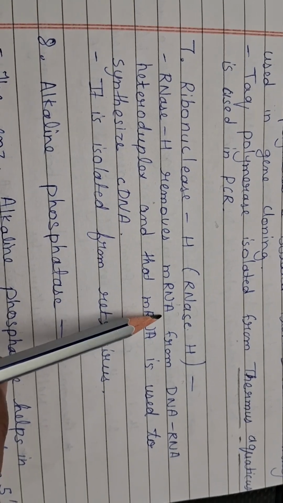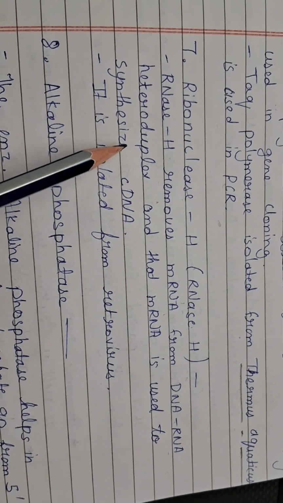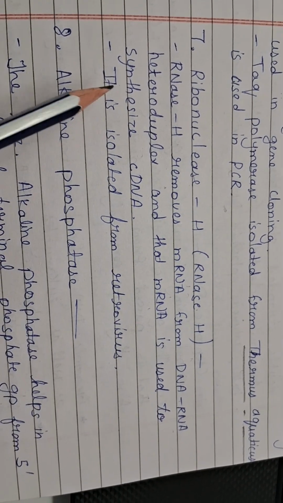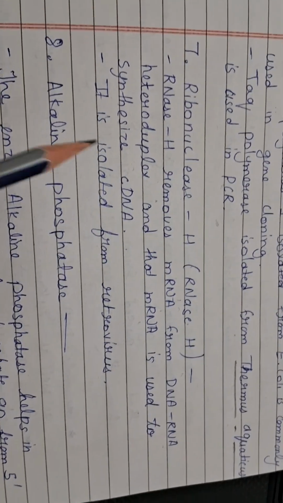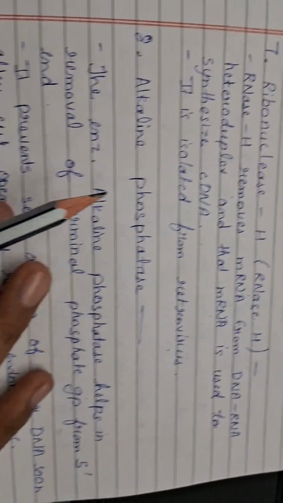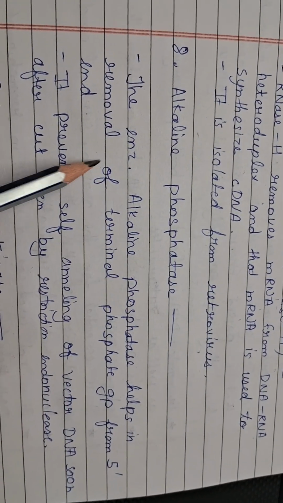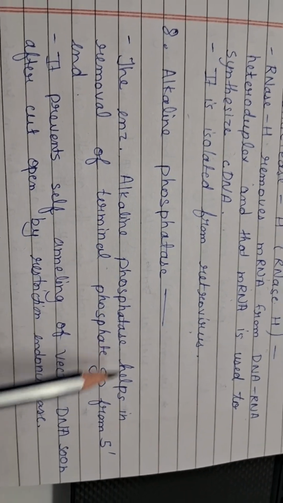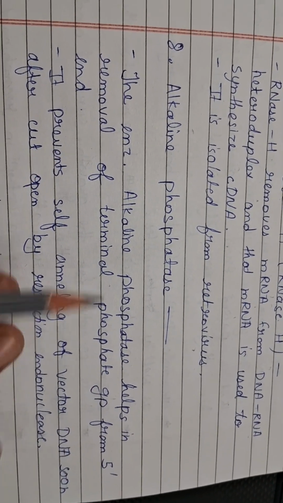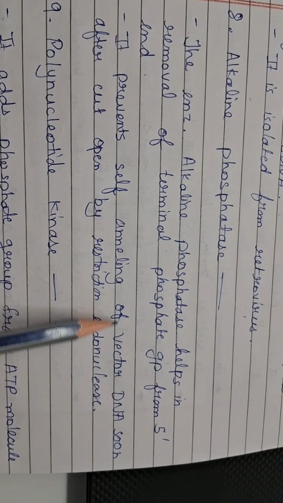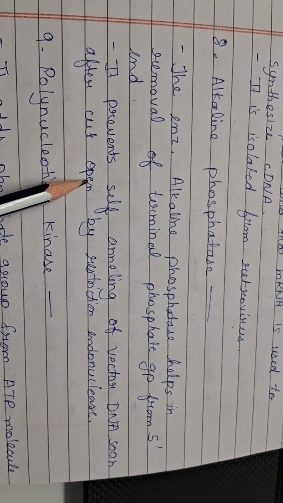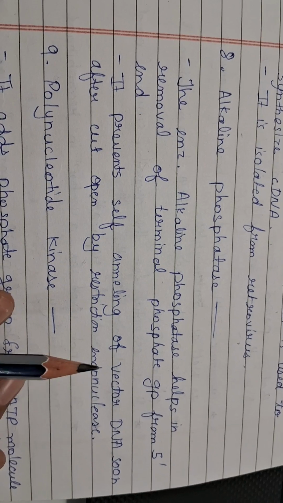Then ribonuclease H, RNase H. RNase H removes mRNA from the DNA-RNA heteroduplex, and that is used to synthesize cDNA. It is isolated from retroviruses. Then alkaline phosphatase. The enzyme alkaline phosphatase helps in the removal of the terminal phosphate group from the 5' end. It prevents self-annealing of vector DNA soon after it is cut open by restriction endonucleases.